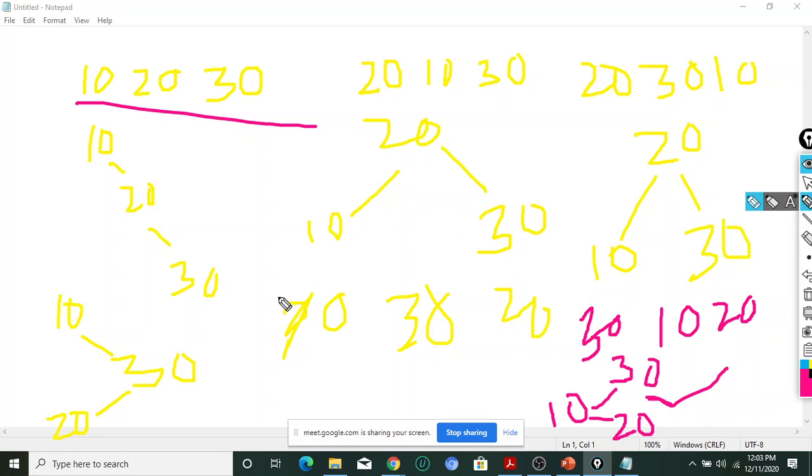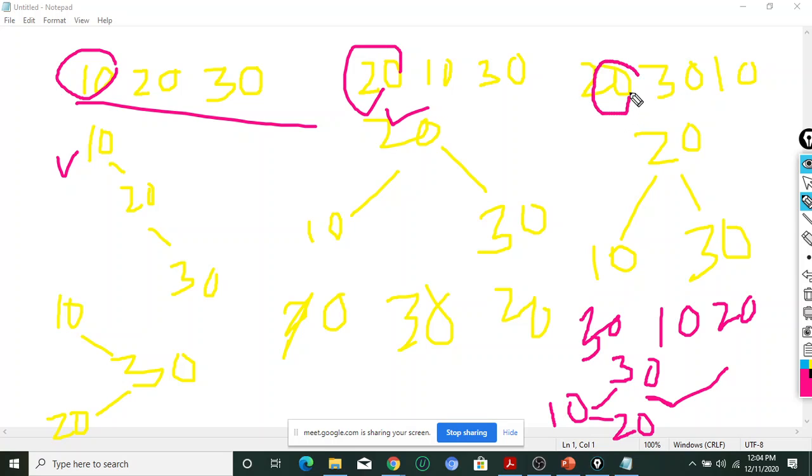Okay, so here the first node will be, every time, the root node. In this case this is the root node. Here this is the root node. Here this is also the root node. This one is the root node. Every time the first node will be treated as a root node.